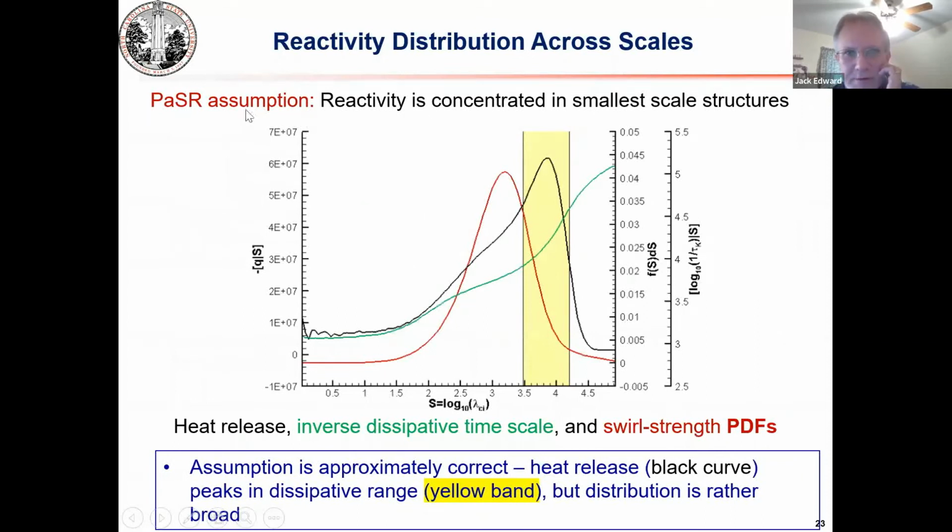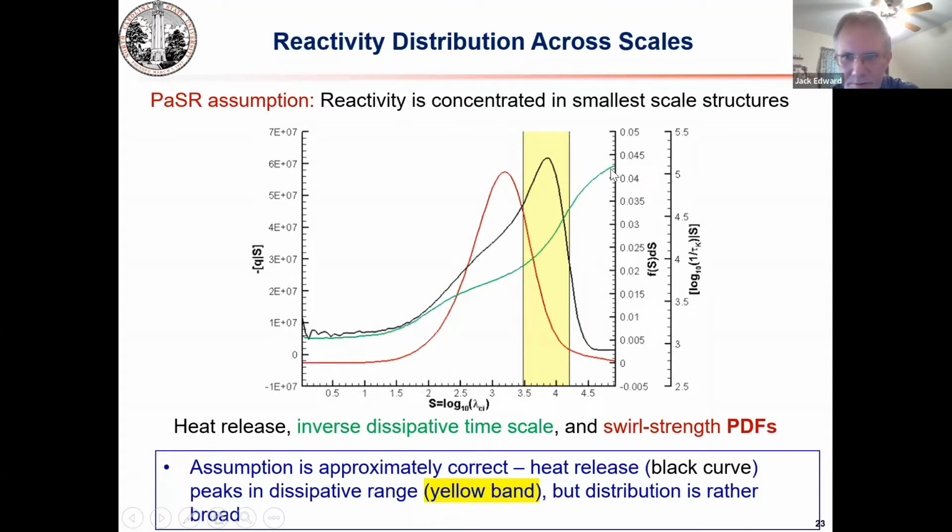Another thing we could pull out of this relates to PASR models, and that's the question of whether the reactivity is concentrated in the smallest scale structures that we can resolve. I'm not going to go into this in too much detail. It's rather complicated to explain, but basically what we're showing here is the PDF of the heat release versus a measure of the eddy size, which we use as the swirl strength. And the peak in heat release is concentrated in the dissipative range of the spectrum, of what we can resolve of the spectrum.